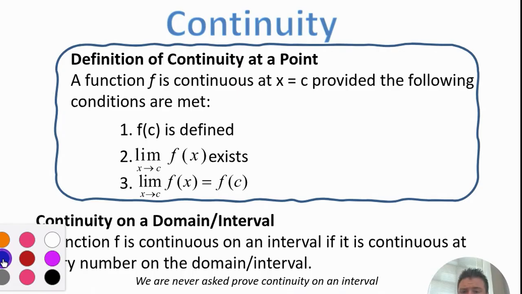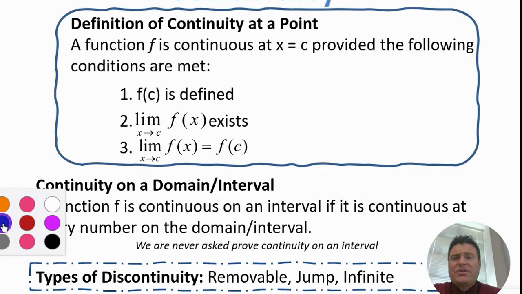Let's go over continuity here. The big thing about continuity is that we can only prove continuity at a point. We are not able to prove continuity on an interval. We can observe it in an interval, but we cannot actually prove it on the interval itself.